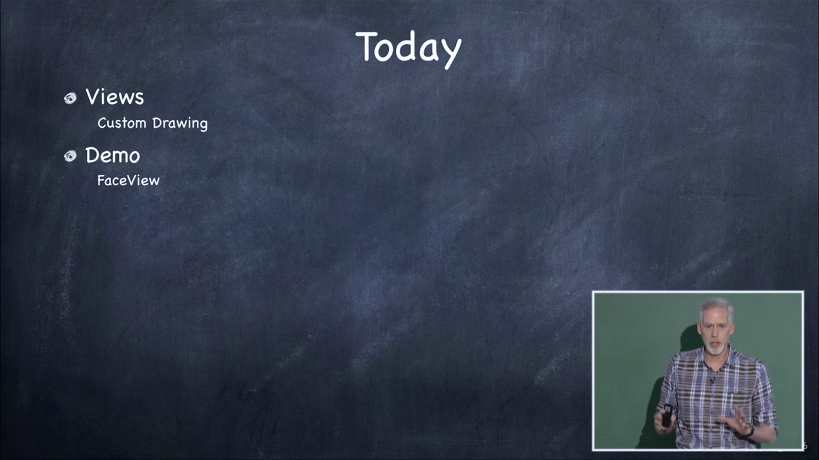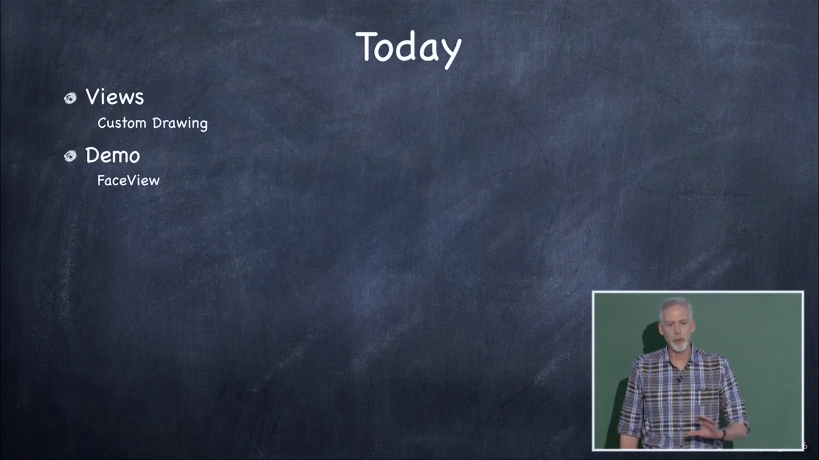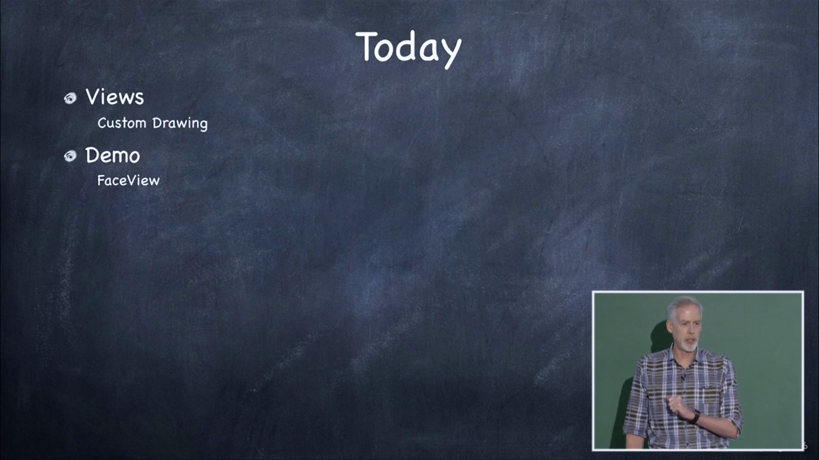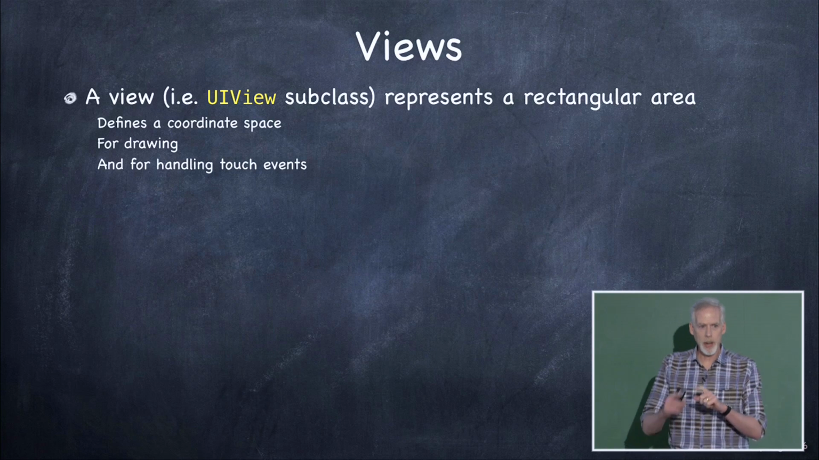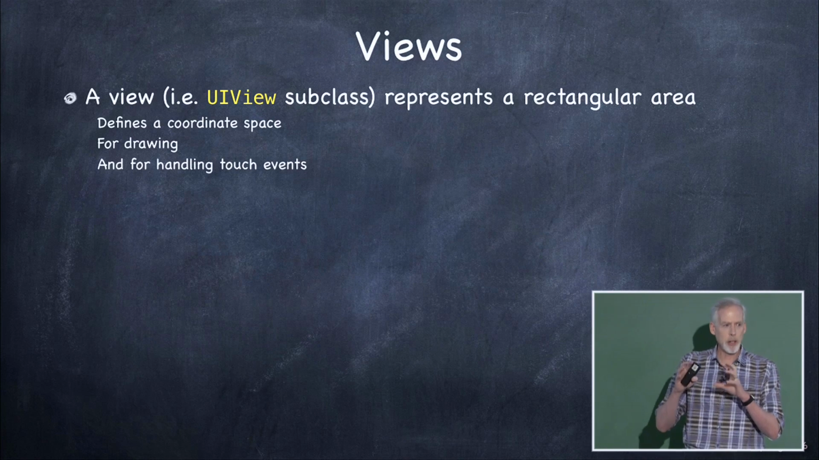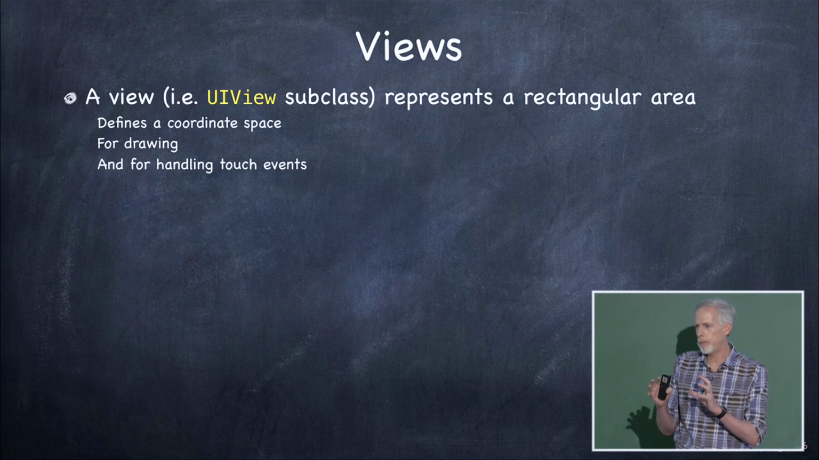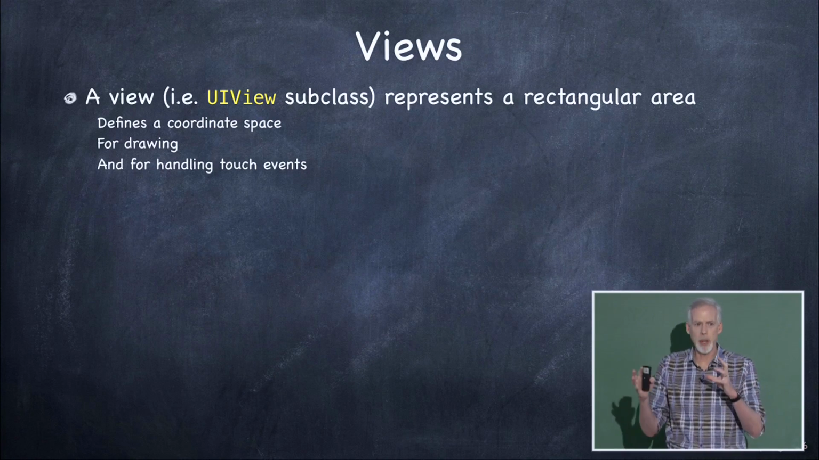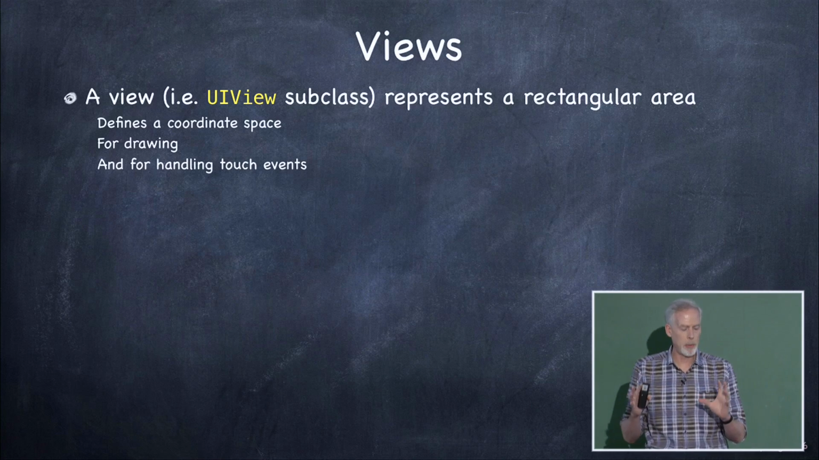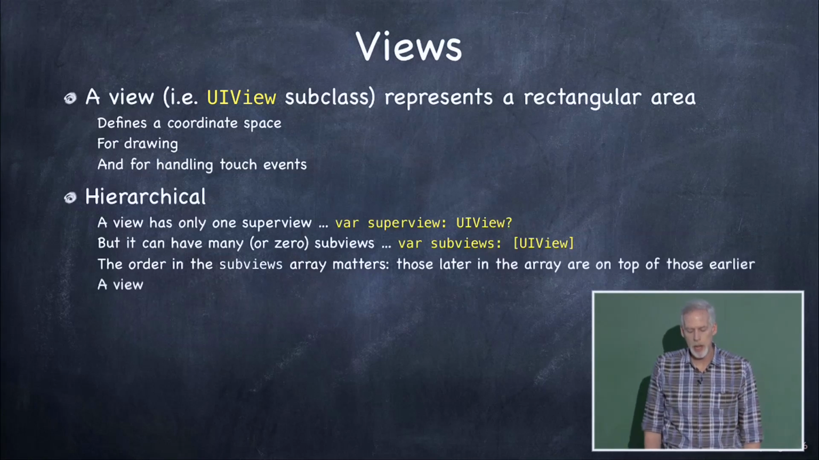So today, it's all about the drawing side, and I, of course, have a demo where we're going to draw a custom view. Okay? So let's talk about views. A view is that rectangular area, as I said. It defines a coordinate space, okay? So anytime you're drawing or handling input or whatever, you need a coordinate space to be defined for you, and use that space to draw and to handle touch events.